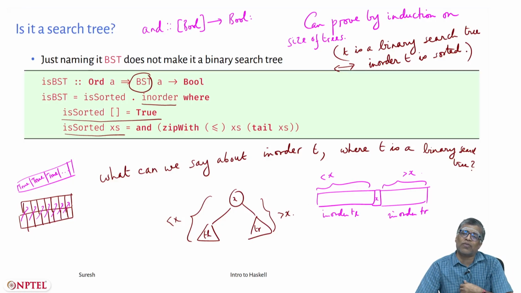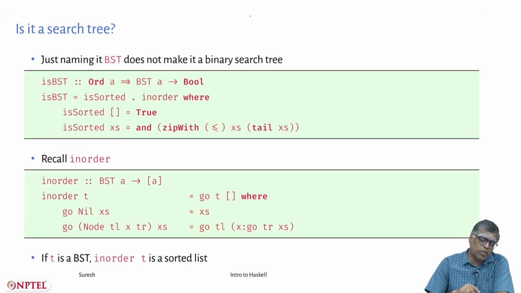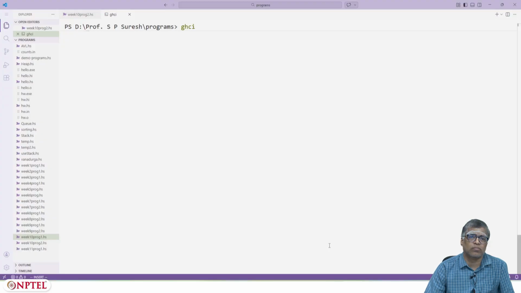And to check whether an arbitrary element of type BST a is actually a binary search tree, you can do this. Okay, fine. If T is a BST, in order T is a sorted list, and also vice versa. Okay, so let us go and see how some of these things are programmed and run a few examples.